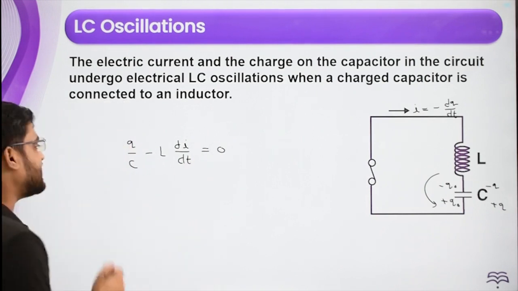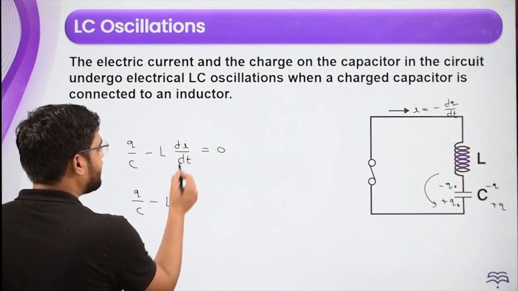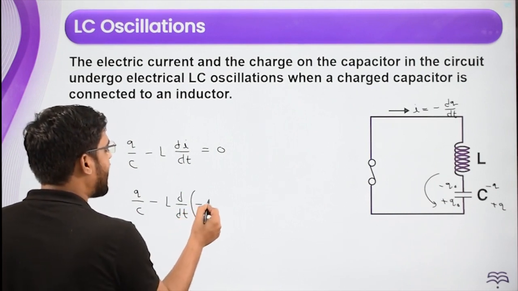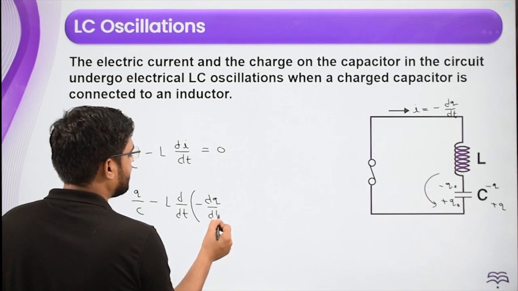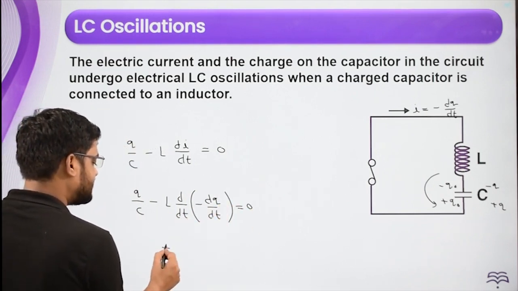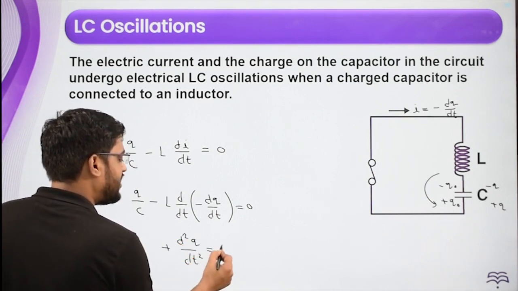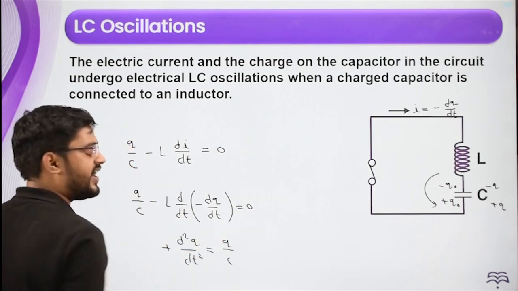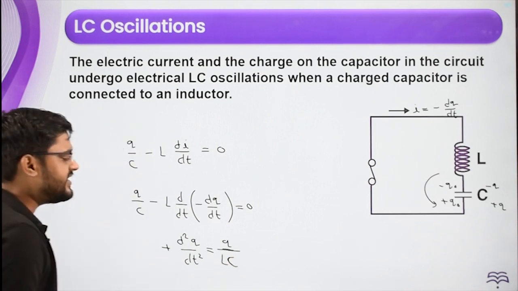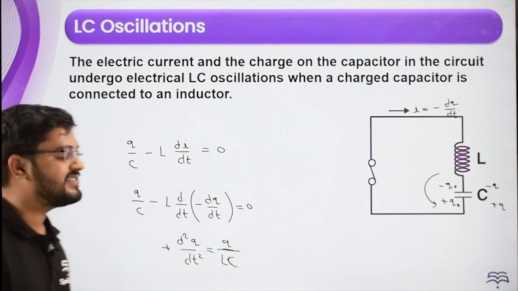And if you see, this expression is Q by C minus L times di by dt, which is d by dt of I, and I itself is minus dq by dt. And that thing is 0. So this gives me, minus minus plus, d2q by dt square is equal to Q by C. This will go the other way around and become positive, and L is also going there. Now let us just focus on this expression: d2q by dt square is equal to Q by LC.